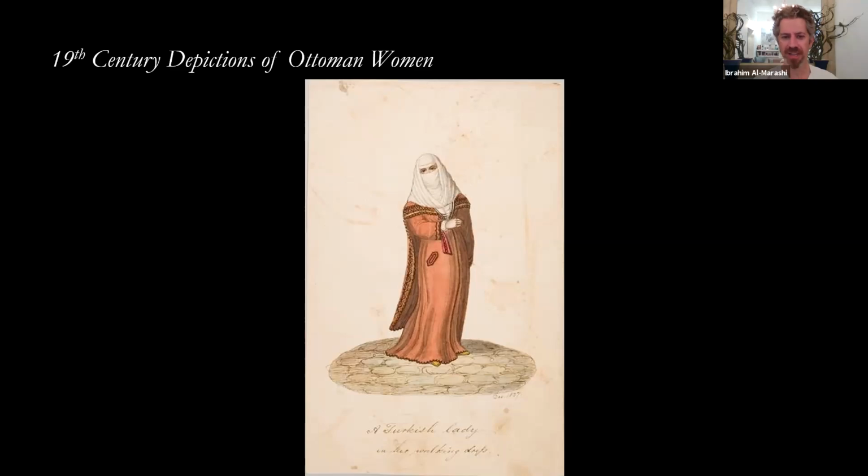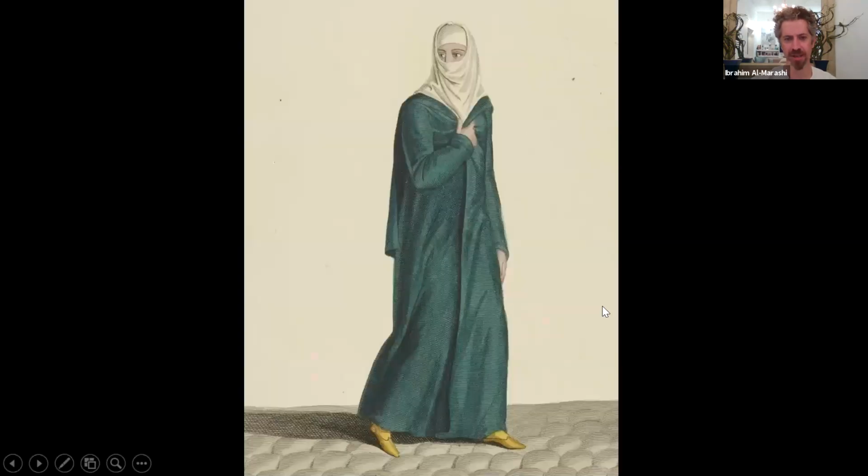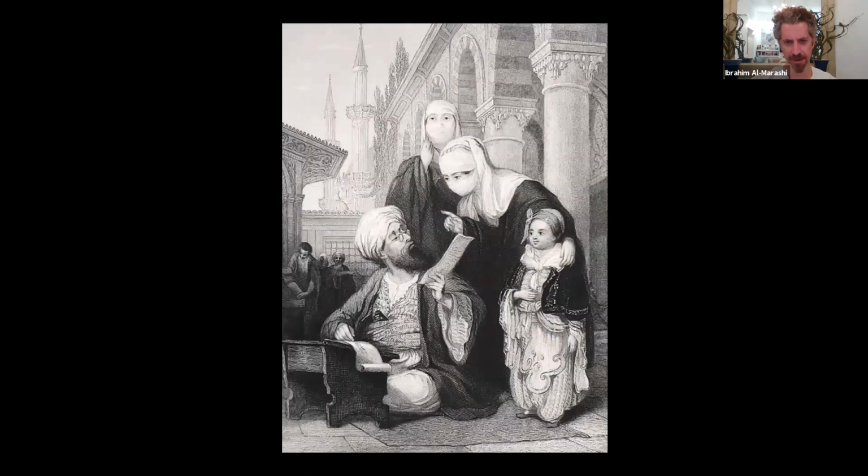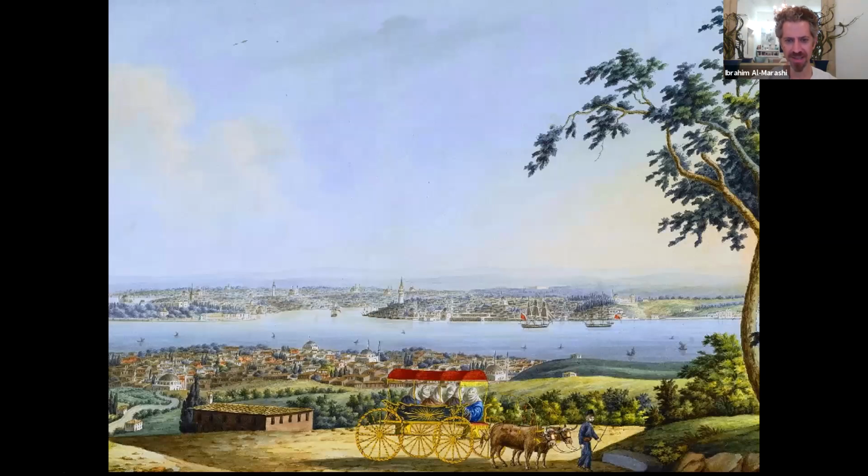To understand Orientalist painting, we have to juxtapose it against paintings that were more or less realistic depictions of how women looked during this period of the 1800s. So if we look at images of women in the Ottoman Empire, what can we say? That women were fully veiled when going out in public.